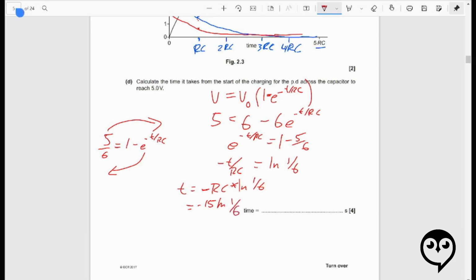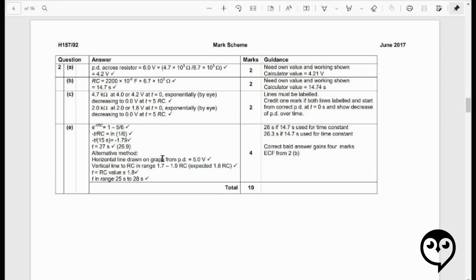I think with enough practice, you recognize these mistakes. I haven't done this kind of stuff in a while. I think with enough practice, though, you recognize, hey, it needs to be smaller. So we'll do ln of 1/6, and when you do that, you get 27 seconds.